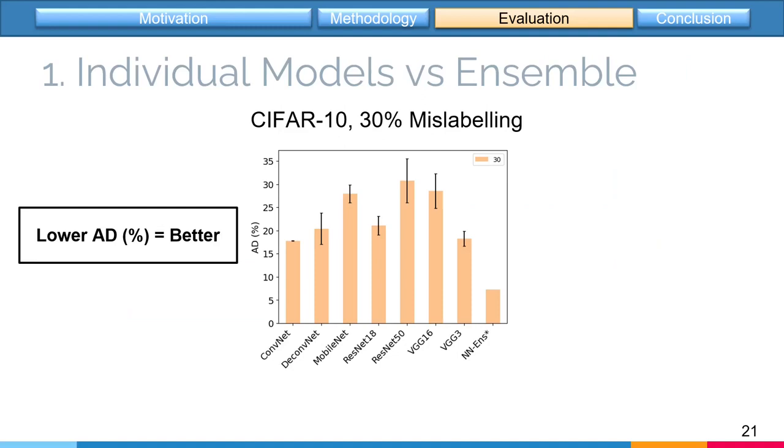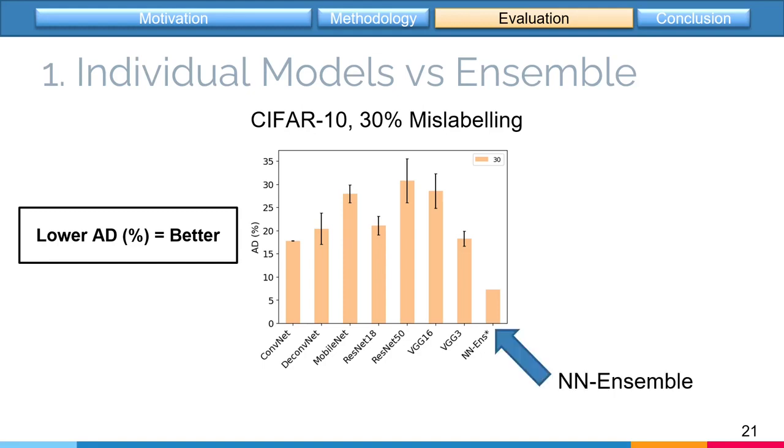Here we show a graph plotting the accuracy delta for each individual model trained on the CIFAR-10 dataset, injected with 30% random mislabeled faults. On the x-axis are the individual neural networks, and the y-axis is the accuracy delta. The lower the accuracy delta, the more resilient the model.